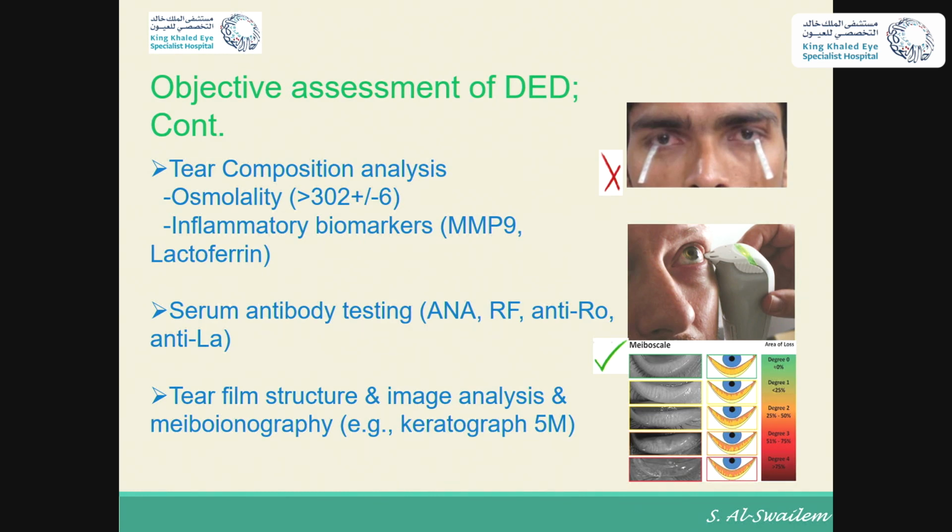Okay, it's a little bit expensive, but it's covered well in the United States by insurance. Another way, which our colleagues, the ocular surface specialists, use in their research, is to check the inflammatory biomarkers, MMP9 and lactoferrin. Another way to diagnose dry eye disease is to look into the serum antibodies, and we can look into the ANA, rheumatoid factor, anti-Ro, and anti-La. What are anti-Ro and anti-La? For Sjogren's. Beautiful. Okay.